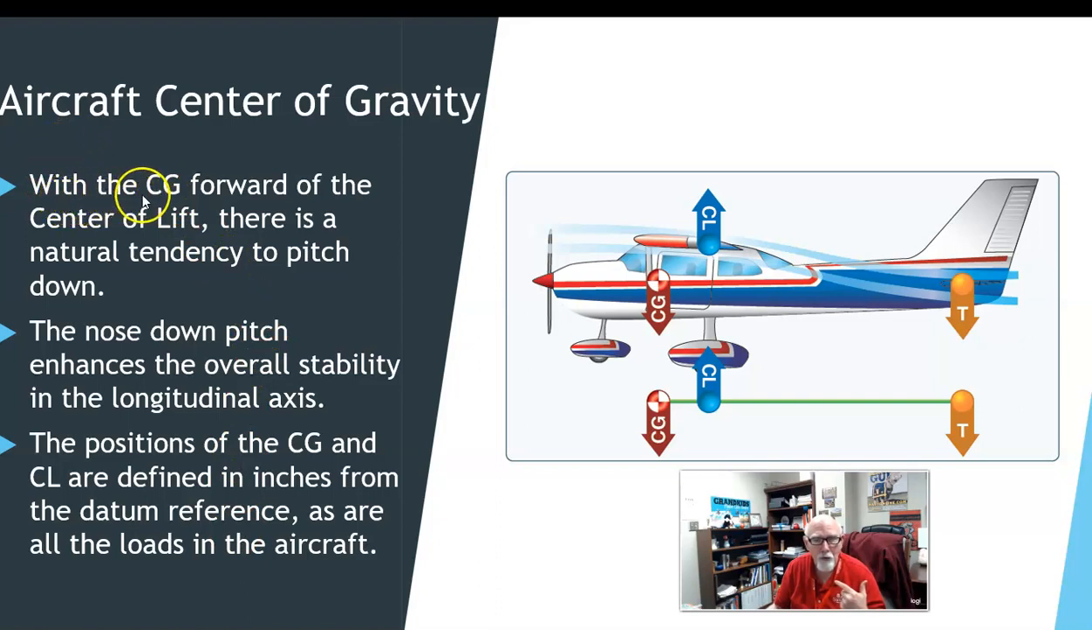Aircraft center of gravity should be forward of the center of lift, and so there will be a natural tendency to pitch down. That down pitch actually increases the stability in the longitudinal axis along the fuselage. The positions of the CG and the center of lift are defined in inches from the datum reference. Remember, the R22 was 38 inches out here from the nose. The Cessna 172, the datum or reference is right here on the firewall. So it'll be a little bit different.